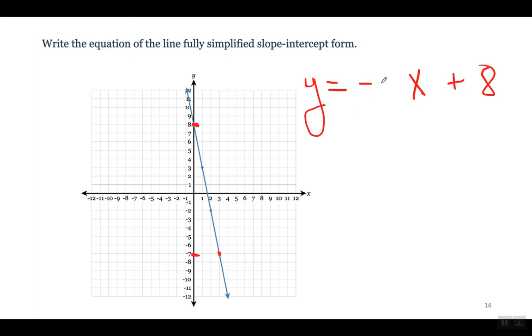In total, that's 15. And the run goes from 0 to positive 3. That's a distance of 3. Now just divide negative 15 by 3 and you get y equals negative 5x plus 8.